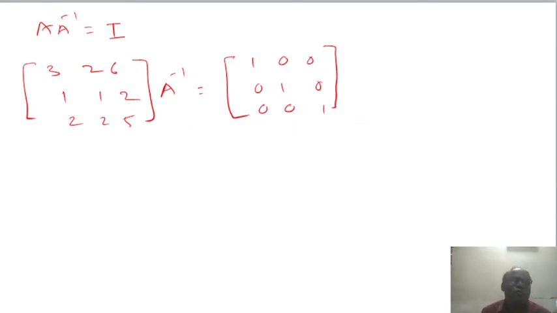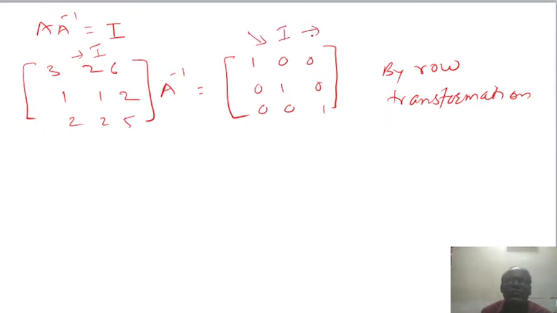Now how to solve? Very simple. By row transformation. What is the row transformation here? Row transformation means this is your A. This A should be converted into I, and then whatever transformation takes place on I, this comes out as your A inverse. Remember this thing.